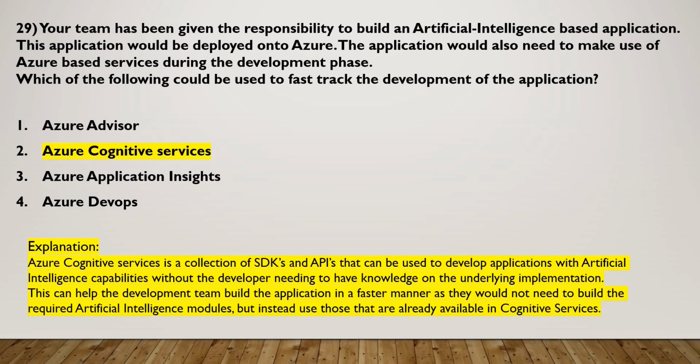Azure Cognitive Services is a collection of SDKs and APIs that can be used to develop applications with artificial intelligence capabilities without the developer needing to have knowledge of the underlying implementation. This can help the development team build the application in a faster manner, as they would not need to build the required artificial intelligence modules, but instead use those already available in Cognitive Services.